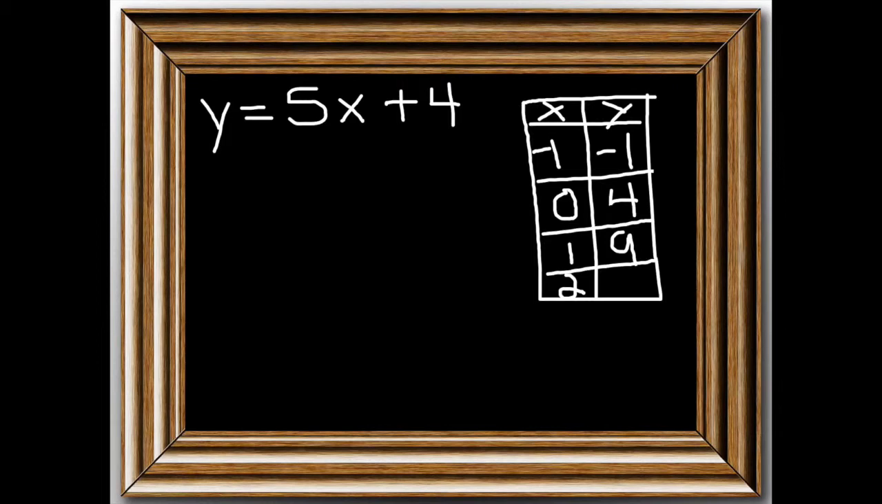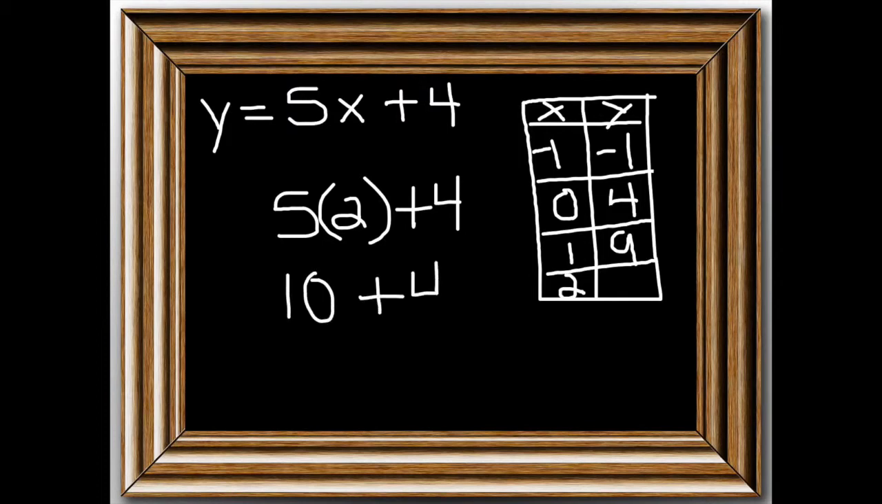Right, in this last one, let's substitute the 2. And let me write it out for you. It should look like this: 5 times 2, and you say plus 4. Okay? And we do the math there. We have 10 plus 4, and then we'll get 14. We'll put this right in the bottom. And we've just completed the input-output table with the given linear function.